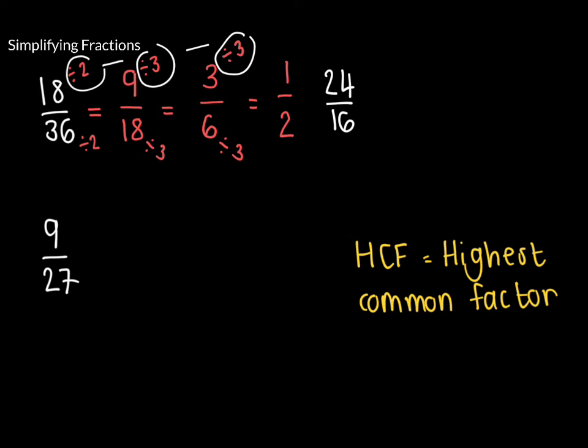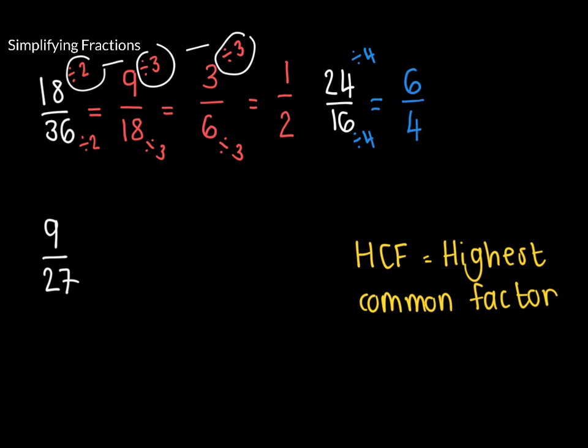So we can try the same method with 24 over 16. We can look at dividing it by a number that's going to go into both these numbers. Let's say maybe in this case 4. 4 goes into both 24 and 16, so we can divide both of them by 4. 24 divided by 4 gives us 6, and 16 divided by 4 gives us 4.